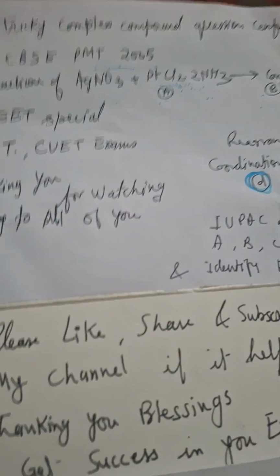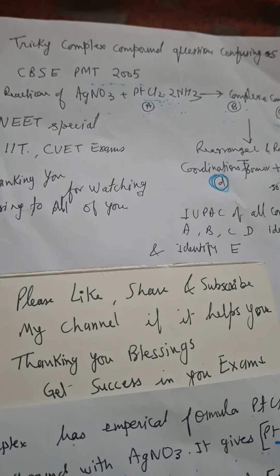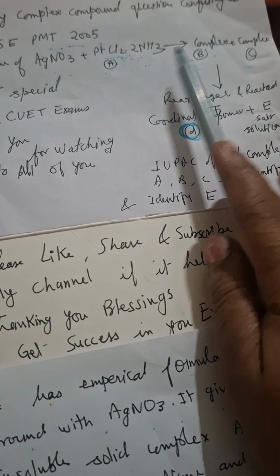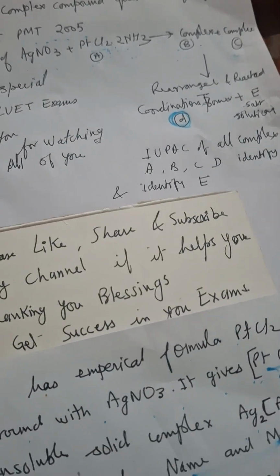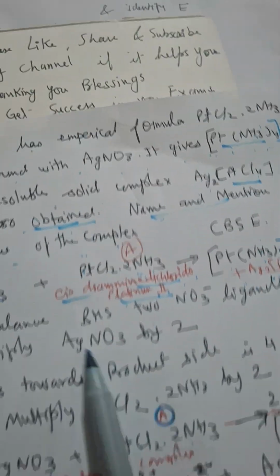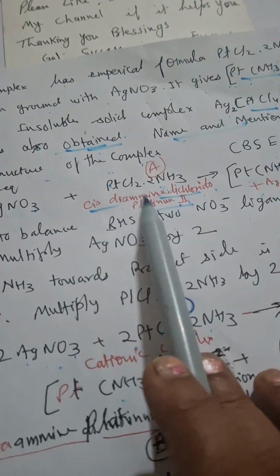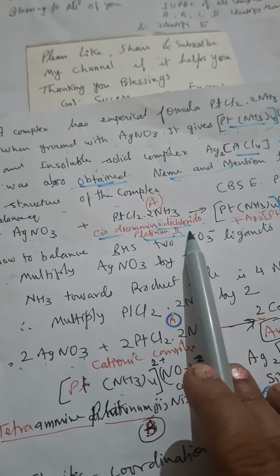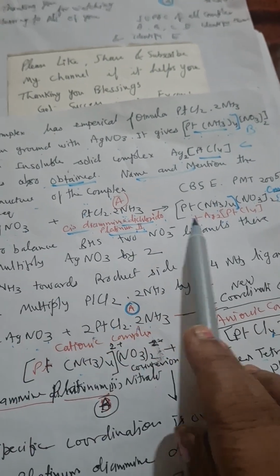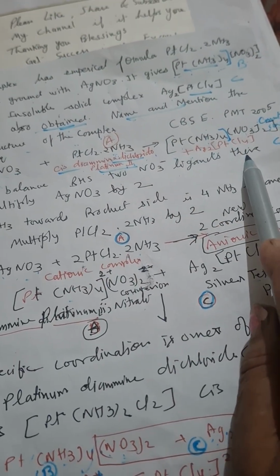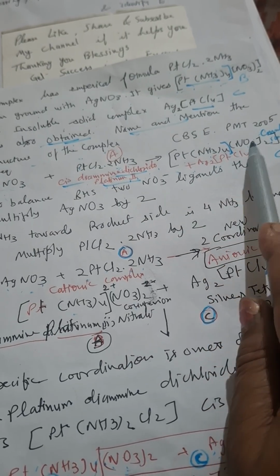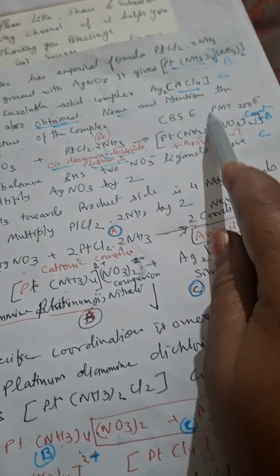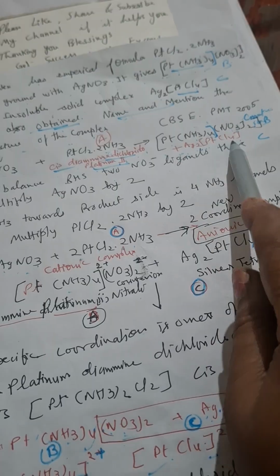I told you that this is very important for NEET and other competitive exams. At that moment they will give you this structure, and they can give B and C. They will not give the name of the complex. That is why I told you how to make it. First, AgNO3 and PtCl2·2NH3, this is a complex of platinum(II), and when it is formed, two new complexes will be formed: [Pt(NH3)4](NO3)2 and Ag2[PtCl4]. So this is forming the cationic complex, and this is forming the anionic complex.